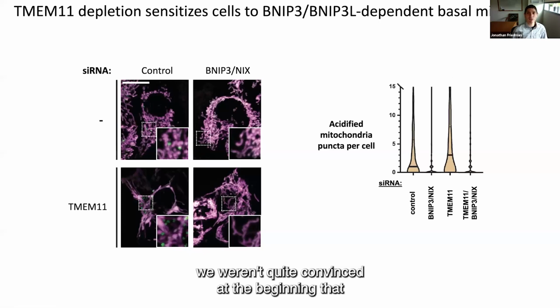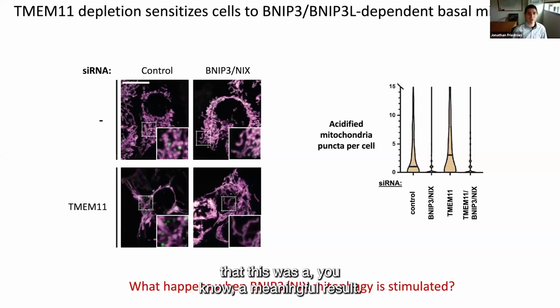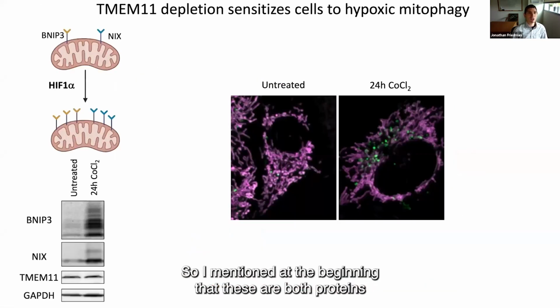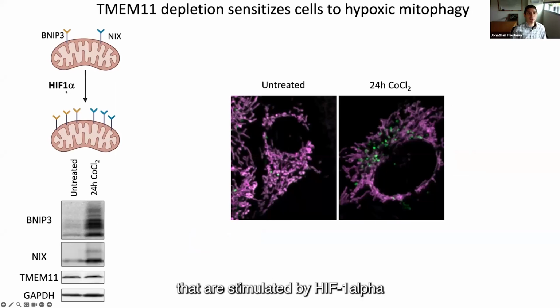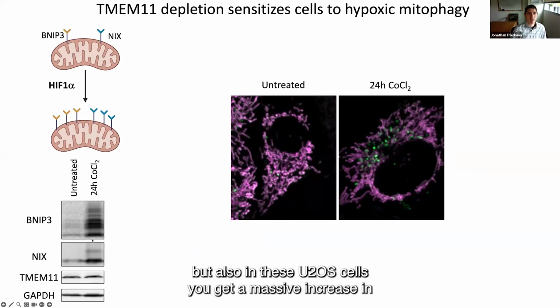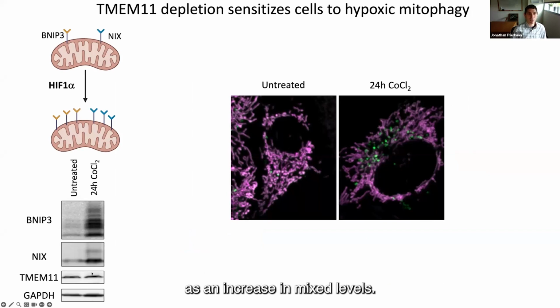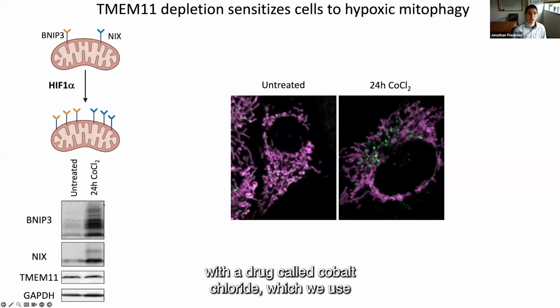Now, these data are statistically significant, but again, as we kind of stumbled into our interest in mitophagy, we weren't quite convinced at the beginning that this was a meaningful result. And what we wanted to do was take advantage of the fact that it's known that BNIP3 and NIX can really become stimulated upon hypoxia. So I mentioned at the beginning that these are both proteins that are stimulated by HIF1 alpha, and they're transcriptionally upregulated. And you can see that in these HeLa cells, but also in these U2OS cells, you get a massive increase in how much BNIP3 there is, as well as an increase in NIX levels. Importantly, TMEM11 does not seem to be affected in its protein levels by treating with a drug called cobalt chloride, which we used that actually mimics hypoxia.